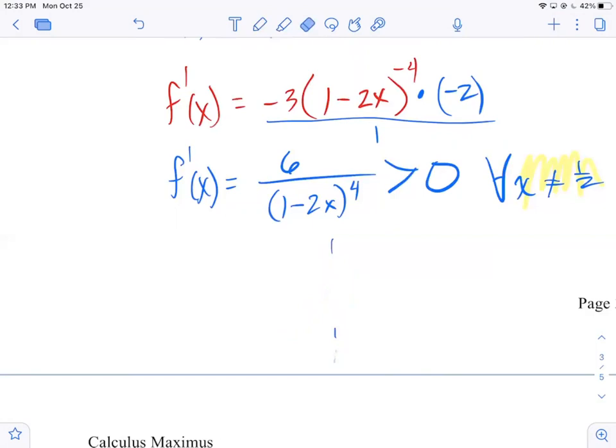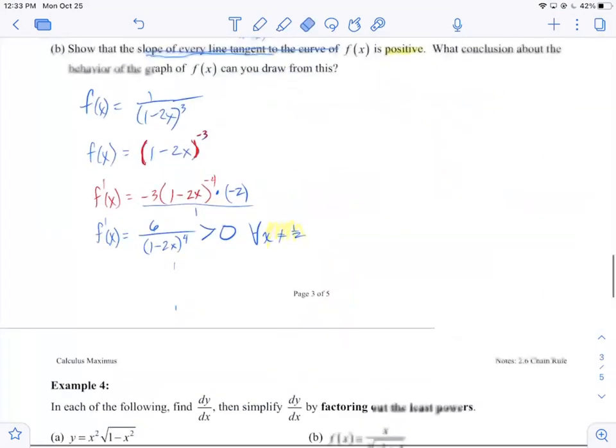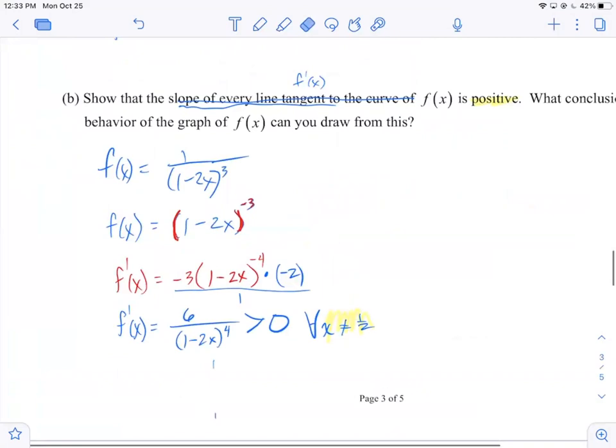Is that all it asks us to do? We're done with that one? Okay, so we're taking baby steps, right? We're using the chain rule.